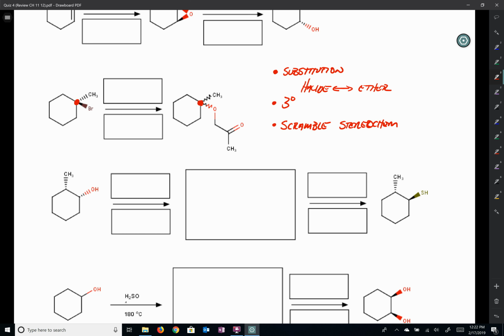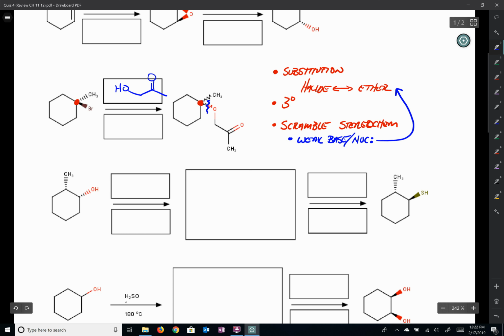Okay, and if we're doing an SN1 type substitution, we need a weak base, weak nucleophile. And a weak base and a weak nucleophile that swaps a halide for an ether, that is simply an alcohol. So all we're going to do is cleave our bond right there and turn that into an alcohol instead, and then we add in the rest of our stuff, okay?